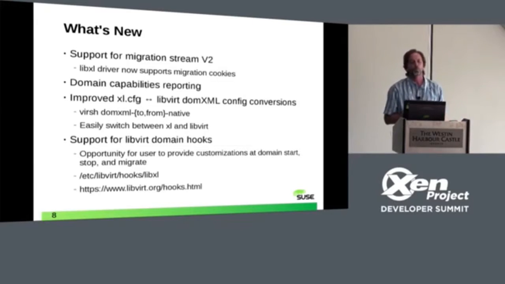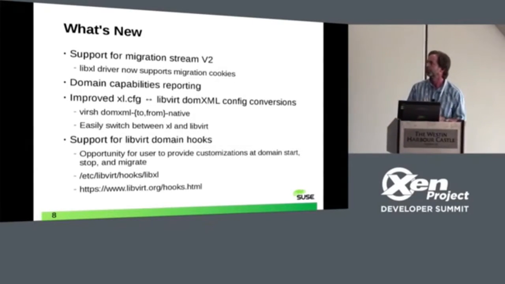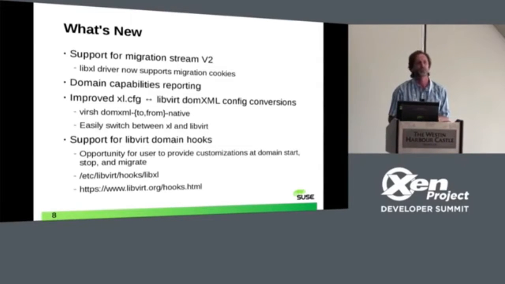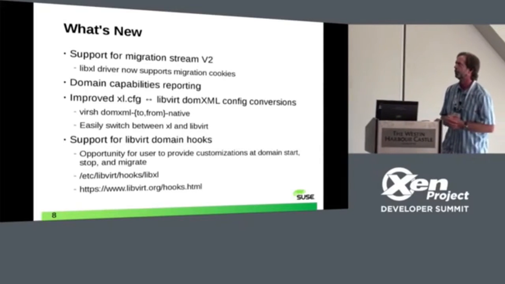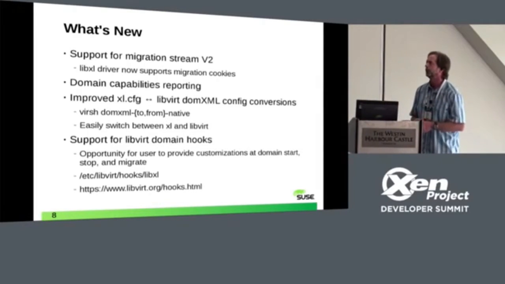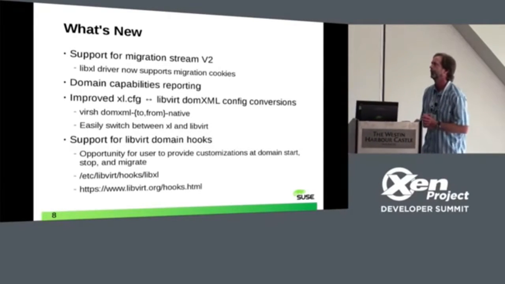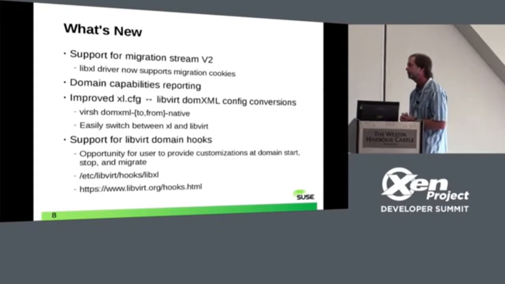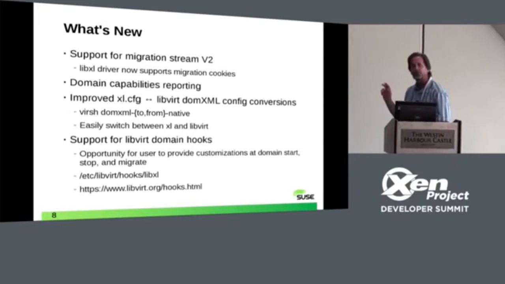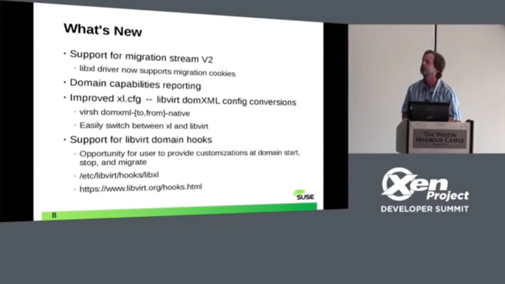Improved XL to libvirt domXML conversions. This is actually a really nice feature because folks don't like to handcraft XML. So if you have some XL configuration, you can just run it through virsh domxml-to-native and domxml-from-native to go back and forth between the two. It makes it easy to switch between the two tool stacks, and it's actually a nice debugging aid.